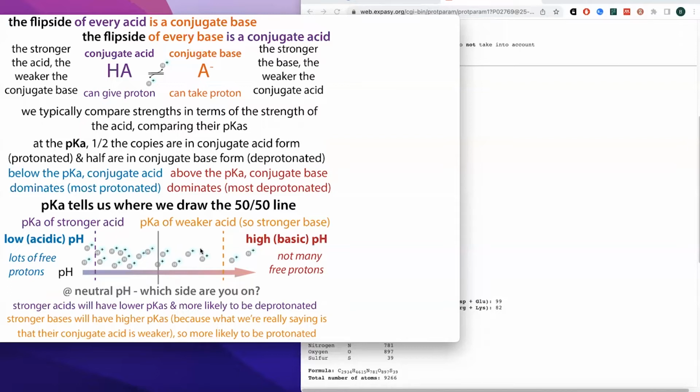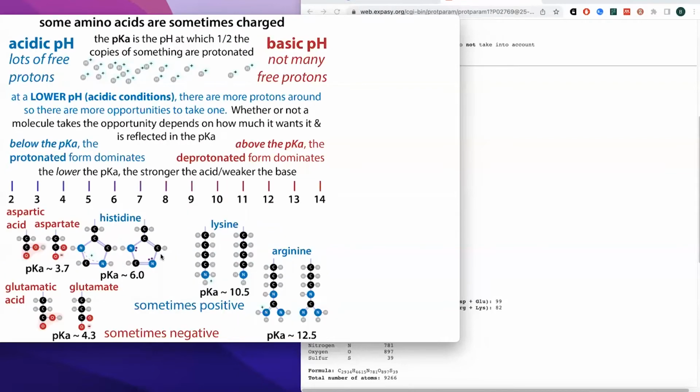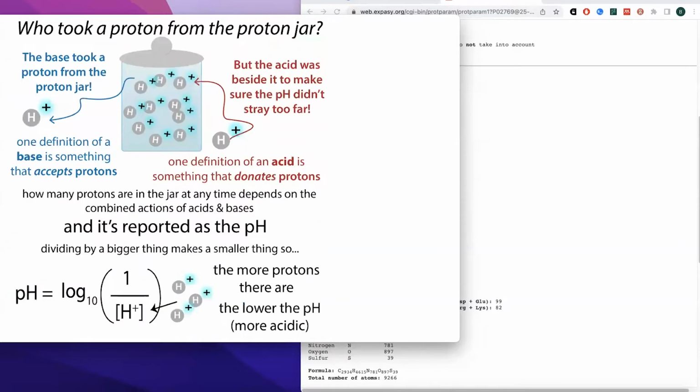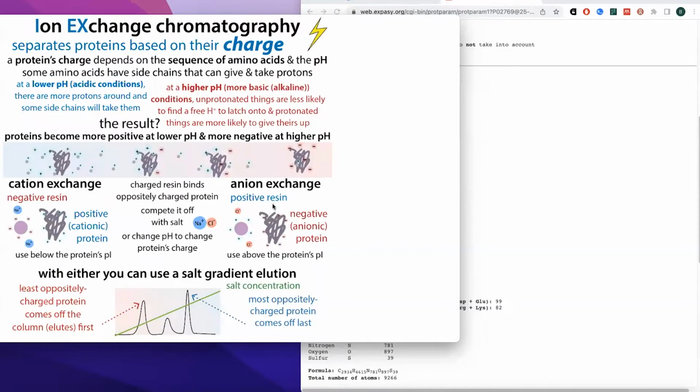Now, what if you're talking about the protein overall? That's going to have a combination, because it comes from the contributions of how many of these can be protonated and how many can be deprotonated. So you can determine for a protein what the pI, or the isoelectric point, is, which is like the pKa of the protein overall. This is really useful because the pI can be used to predict whether a protein is going to be positively or negatively charged overall, which helps when we're trying to do purification based on a protein's charge.